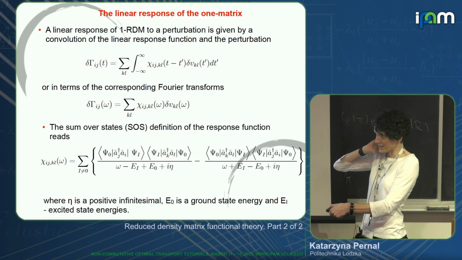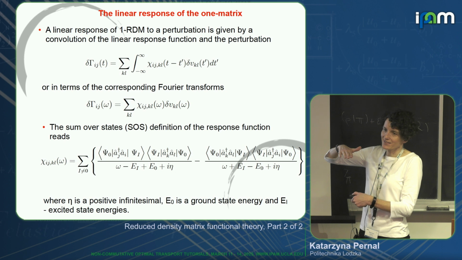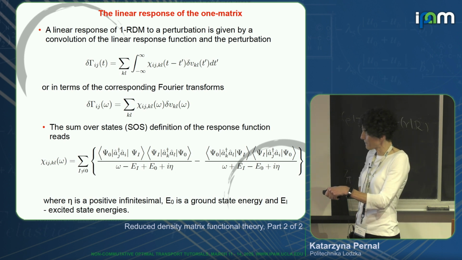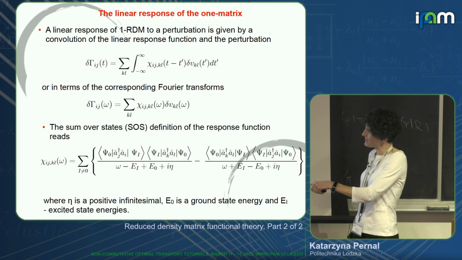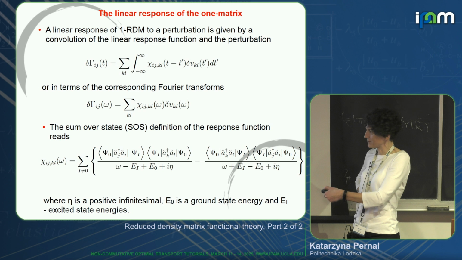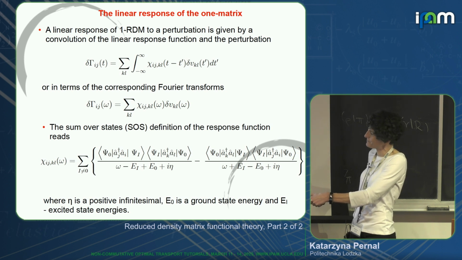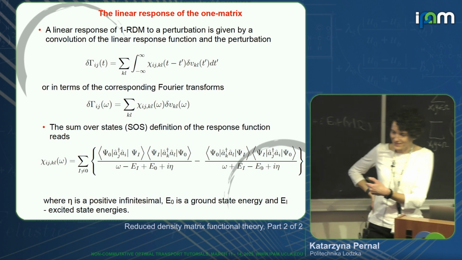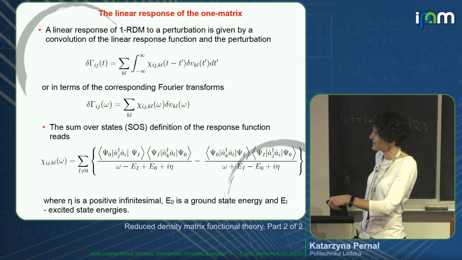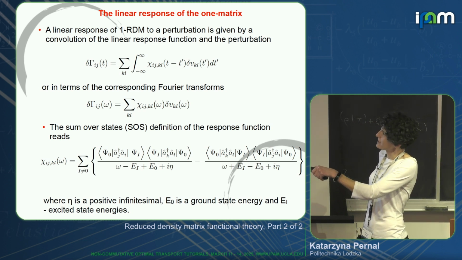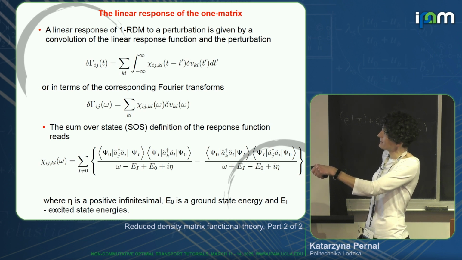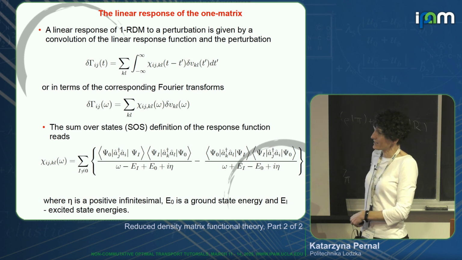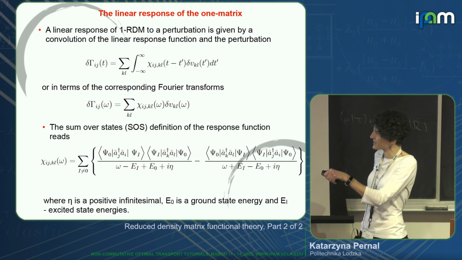Those are excitation energies. EI is the excited state number I, and E0 is the ground state. So you immediately see that if the frequency of the perturbation matches one of those excitation energies, the whole expression blows up. It's a singularity, or this function has poles at values of omega corresponding to the excitation energies. So this gives you a prescription for how we can find excitation energies if we compute the linear response function, or the perturbation to the density matrix.